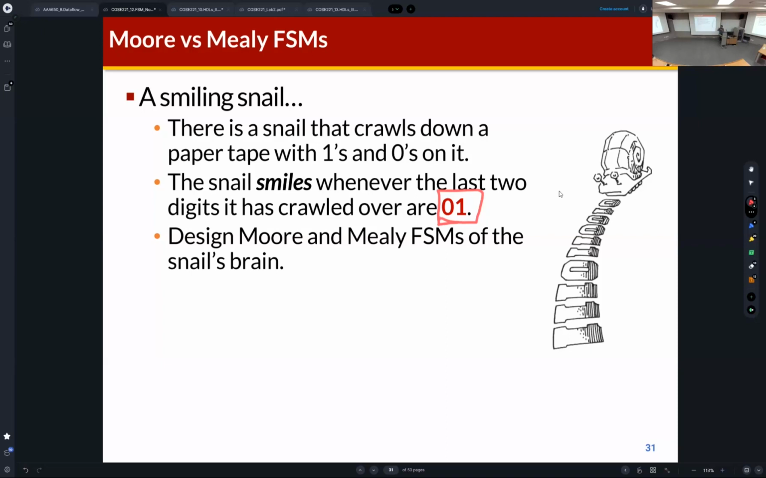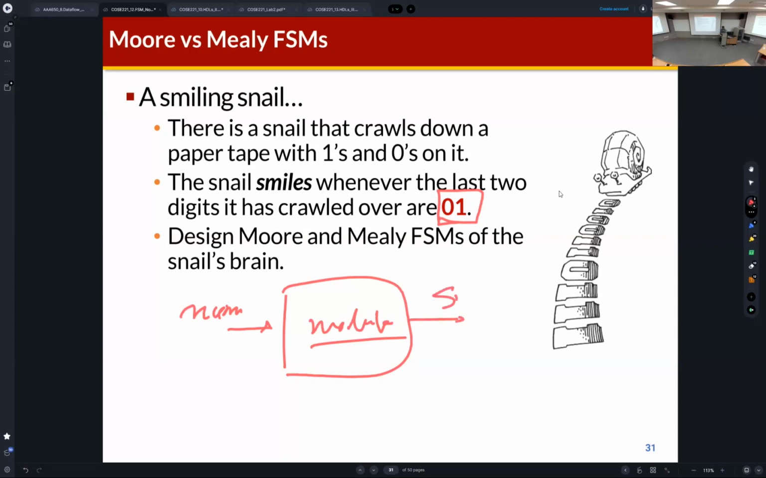Firstly, we need to define the input and output signals. What are the input and output signals? Input is the sequence of numbers. The number is given to the module, which is the module you need to design. And what is the output signal? Output is the smile. If the snail smiles, it means 1, and if not, it's 0.